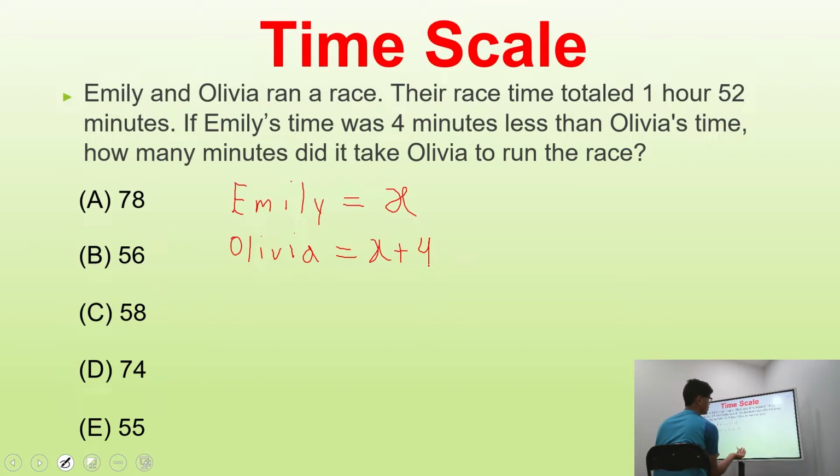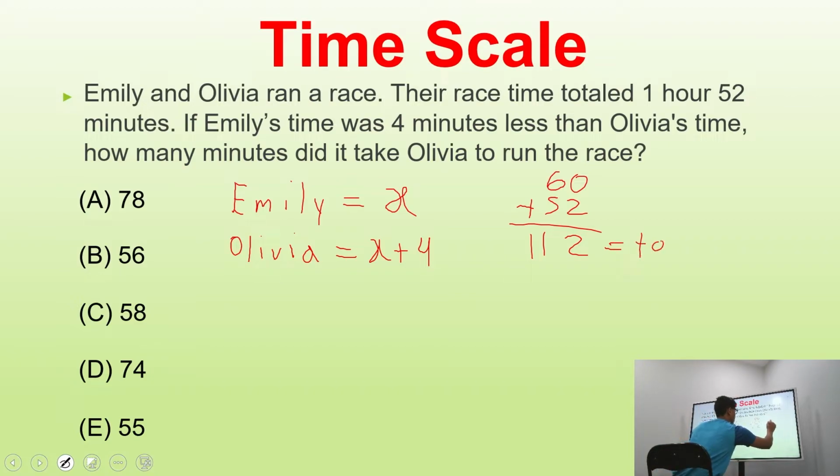What we also need to do now is convert that 1 hour and 52 minutes into just minutes. We know that 1 hour is 60 minutes, so all we have to do is 60 plus 52, and that way we'll get all these numbers in minutes. 0 plus 2 we have 2, and then 6 plus 5 we have 11. So the total minutes is 112. 112 equals total time. Now we know that the total time is 112 minutes.